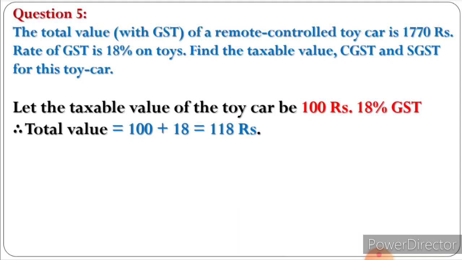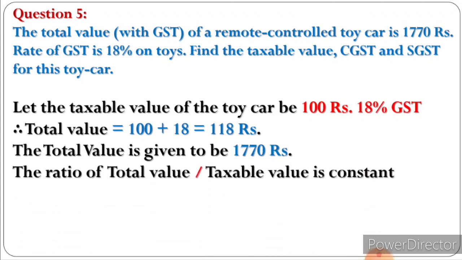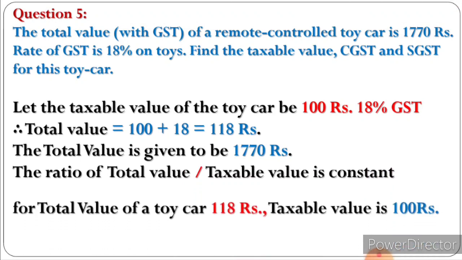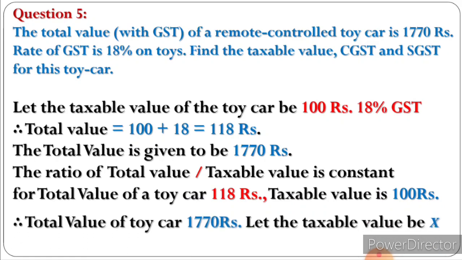So now, total value is given to be 1770 rupees. The ratio of total value and taxable value is constant because in both conditions 18% GST is applied. For total value of a toy car 118 rupees, taxable value is 100. Therefore, for total value of the toy car of 1770 rupees, let the taxable value be X. So here are the 2 conditions.